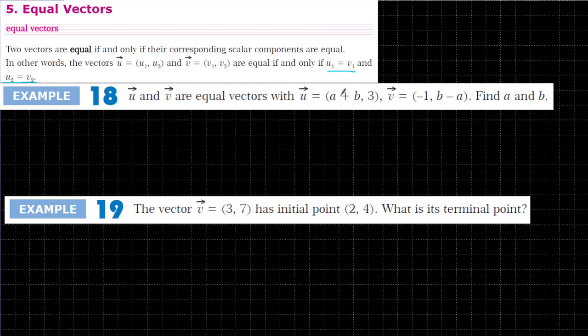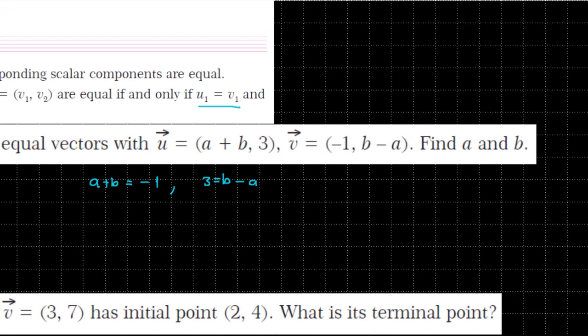u and v are equal vectors, which means that a plus b should be equal to -1, and b minus a should be equal to 3. So we have two unknowns, a and b, and it's asking us to find the values of a and b. I'm going to write the system here: a plus b is equal to -1 and b minus a is equal to 3.